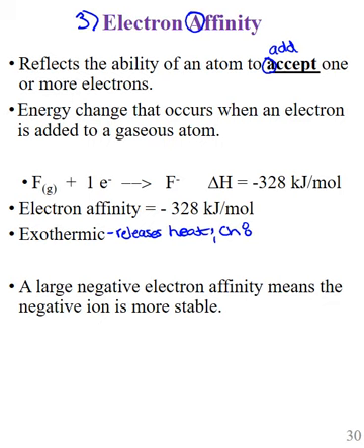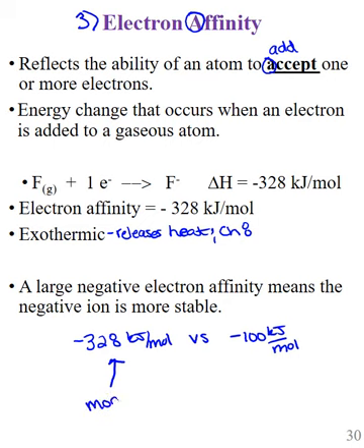So for example, if you have negative 328 kilojoules per mole versus negative 100 kilojoules per mole, which one is going to be more stable? This one. This one will be more stable, basically. More stable.